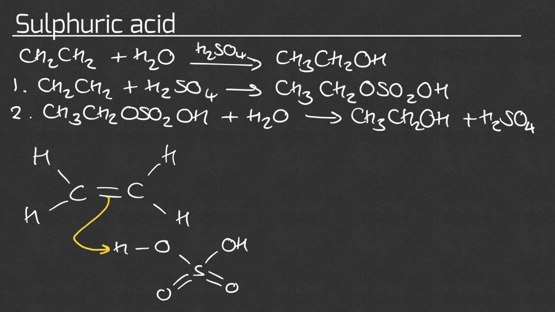The first step is that the double bond is going to attack the hydrogen, and we'll represent that using a curly arrow. This will then cause the H-O bond to break, meaning that this oxygen here will then have a lone pair.